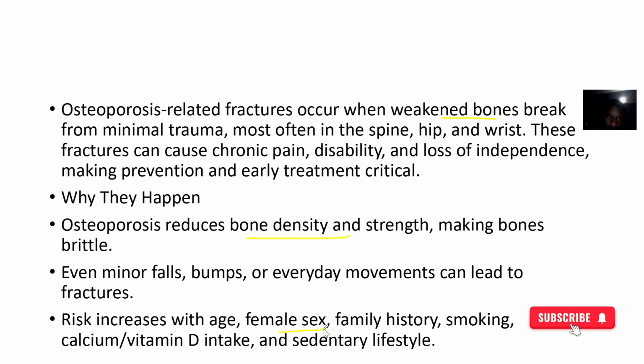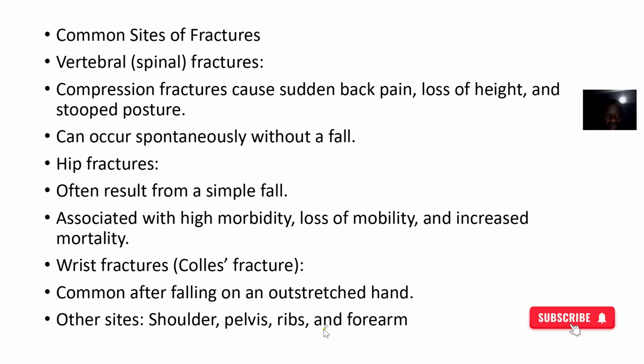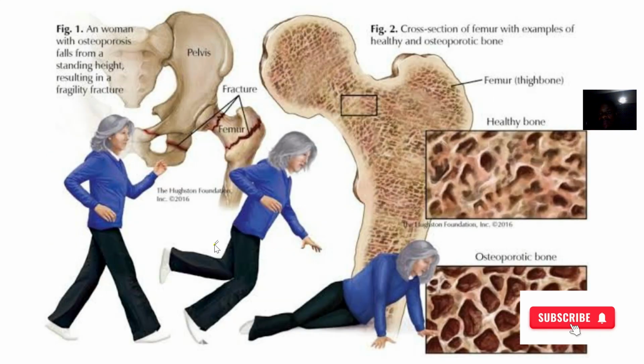So what are the common signs? You have vertebral fractures, you have hip fractures, then wrist fractures. That's a Colles fracture most of the time. Okay, but for women, most of the times the hip.